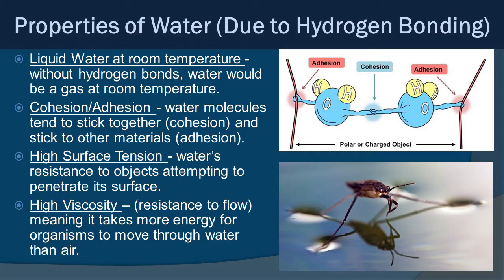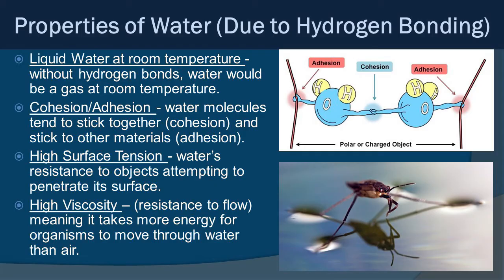Then there's high surface tension, meaning that water has a resistance on its surface for objects attempting to penetrate it. The best example of this is very light insects that are able to skate across the water surface without breaking that tension. Water also has a high viscosity or resistance to flow.